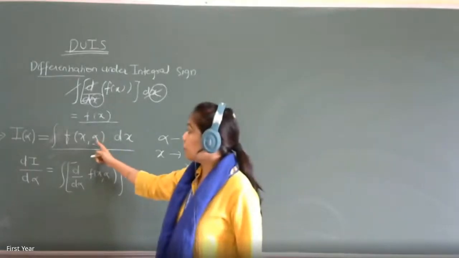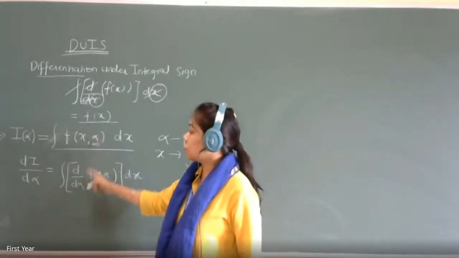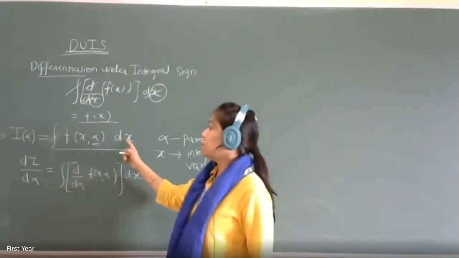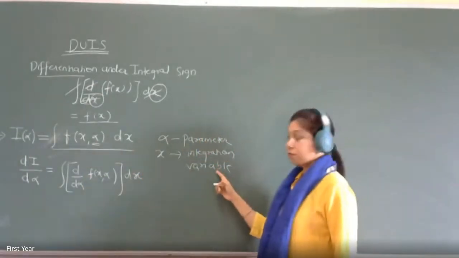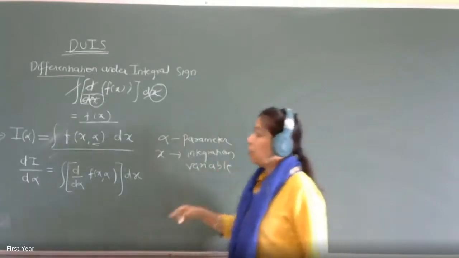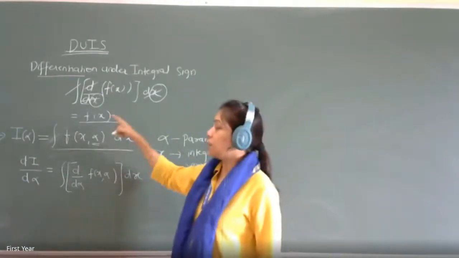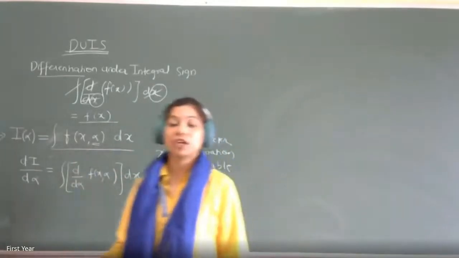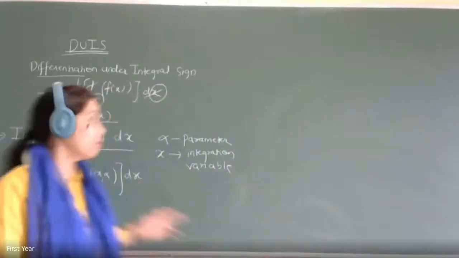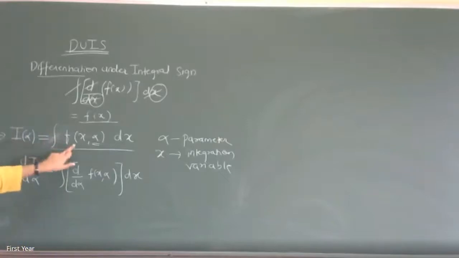That variable with respect to which I am differentiating is called as parameter, and the variable with respect to which I am doing integration is called as integration variable. Is it okay? And then, since the integration is becoming difficult, first I differentiate, get this answer, and then solve the differential equation to obtain the relation for I of alpha, which is the integration of this particular function.